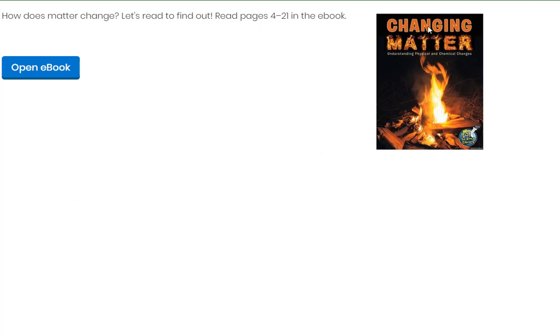That's this one here, titled Changing Matter, Understanding Physical and Chemical Changes, as needed for today's science lesson, Unit 2, Lesson 15, titled Changes in Matter. For today's science ebook, we'll be reading pages 4 through 21, which is basically the whole thing. As we read, we'll be seeing all about the different ways that matter can change in our universe, whether it be changing from solid, liquid to gas, or perhaps changing into completely different substances, one to another.